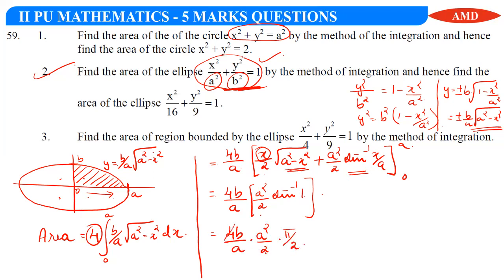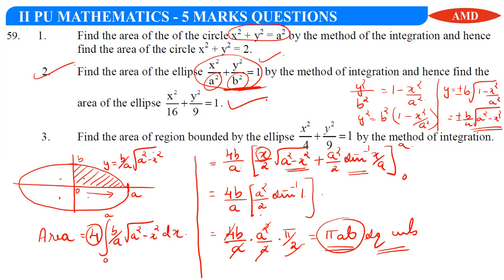So the 4 gets cancelled here, and one of the a gets cancelled. What remains is pi ab square units. For verification, students, you should know the area of an ellipse. What is it? It is pi ab. So if you have got this answer, that means 100% you are right.